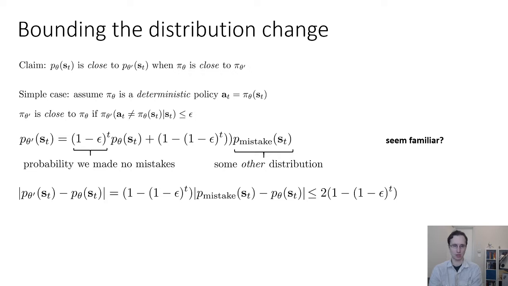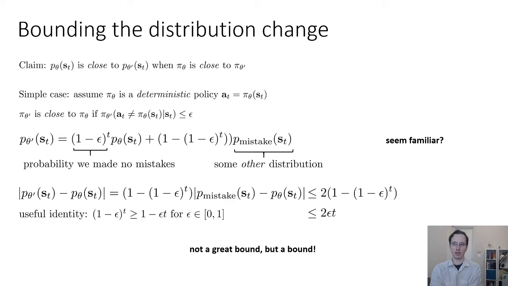This is all exactly the same as in the imitation learning analysis that we had in the second lecture. And we use the same useful identity, which is that 1 minus epsilon to the t is greater than or equal to 1 minus epsilon times t for any epsilon between 0 and 1, and that allows us to express this bound as a quantity that is linear in epsilon and linear in t. So the difference between the state marginals is less than or equal to 2 times epsilon times t.